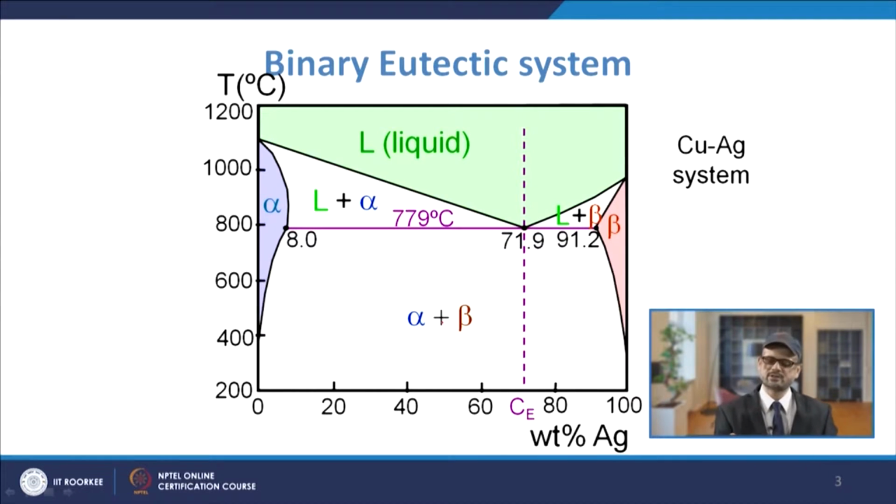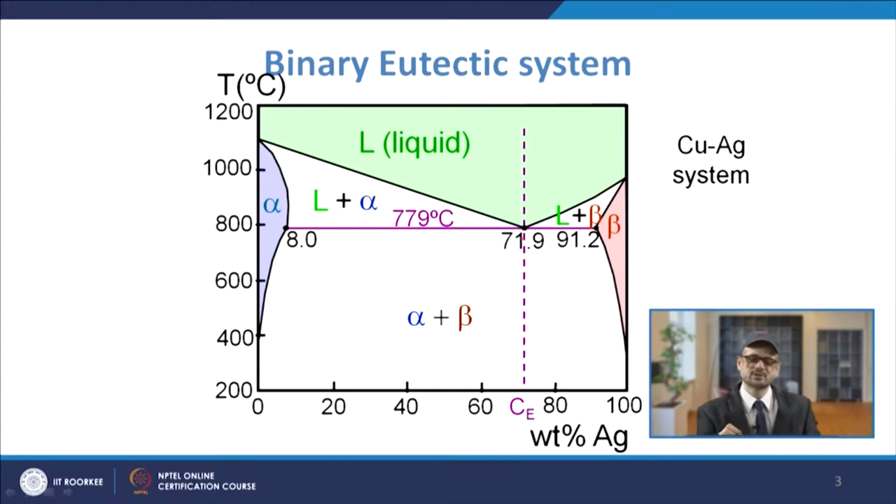Now this is the point of eutectic. As you see, once at this point there is any solidification, this liquid will convert to the alpha as well as the beta. So this is typically for a copper-silver system where you get such kind of traits, where you are getting a glimpse of this eutectic point.